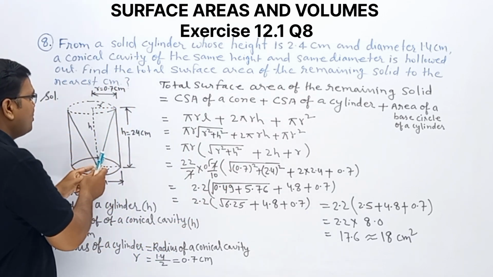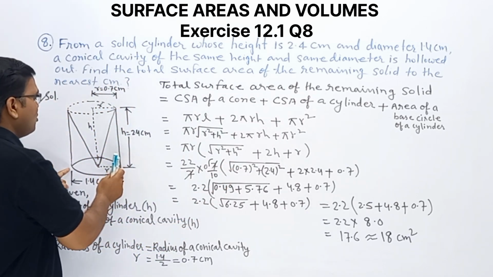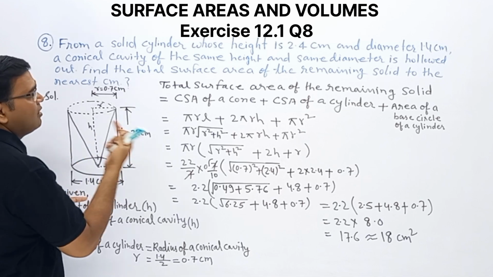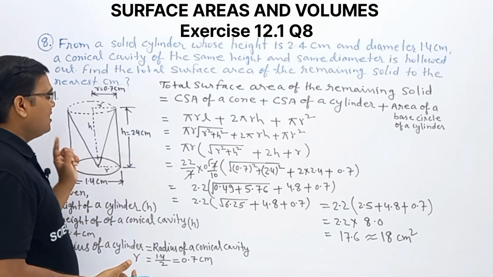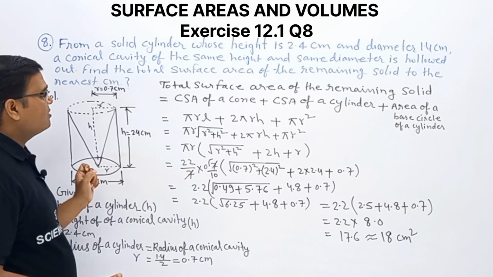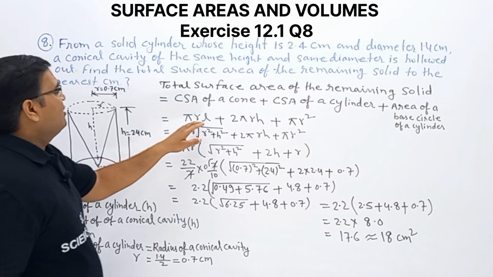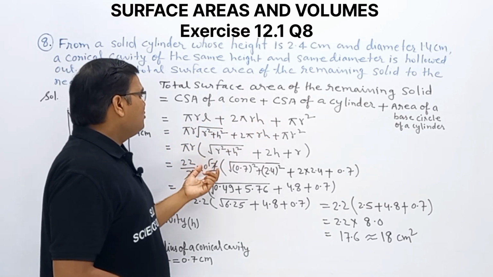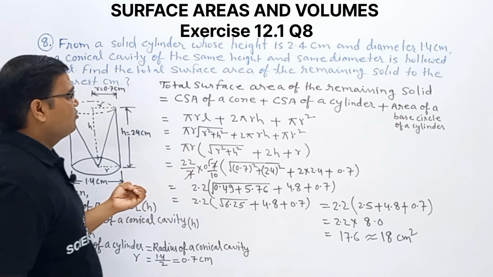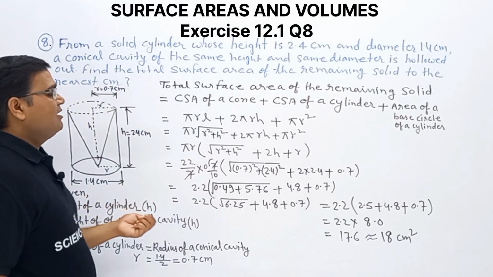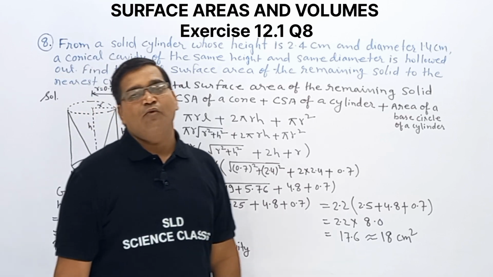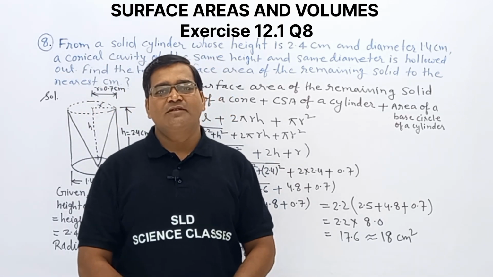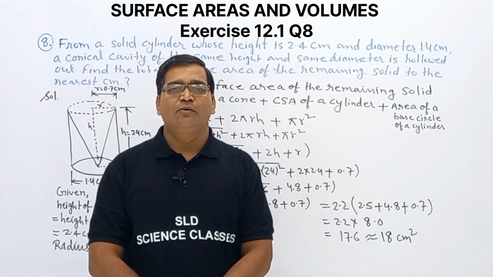Then the total surface area of the remaining solid will be the curved surface area of a cone plus the curved surface area of a cylinder plus the area of the base circle. In the base of a cylinder we have a circle with radius r, so its area. Then we write the formula, put the values of r and h, and solve. Then we get 18 centimeter square as the total surface area of the remaining solid. I hope you understand this question. That's all about this question. Thank you so much.